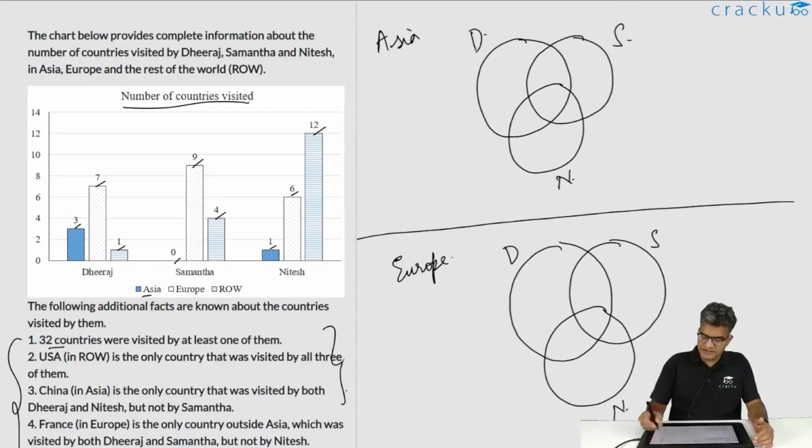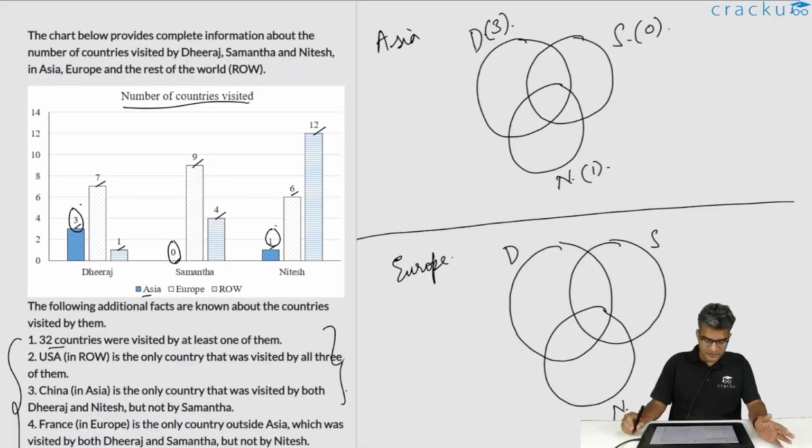We know the number of countries in Asia that Dheeraj has visited. Dheeraj visited 3 countries in Asia. What is the number of countries that Samantha visited in Asia? It is 0. What is the number of countries Nitesh visited in Asia? It is 1.